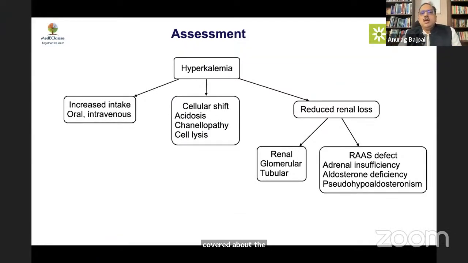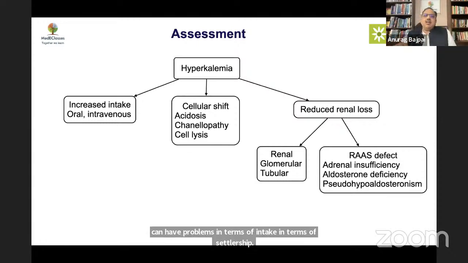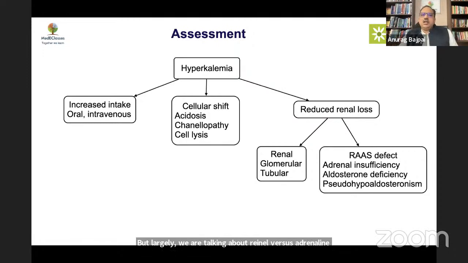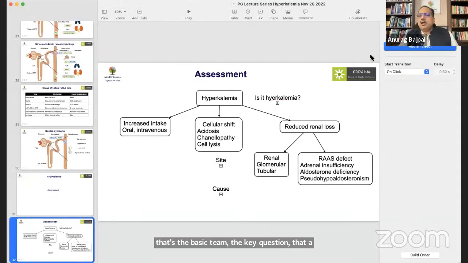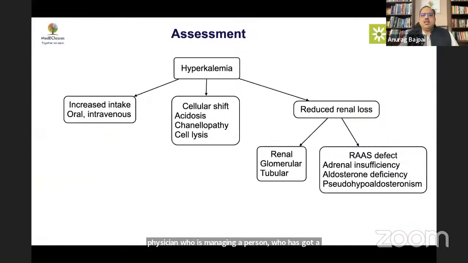And what we can see is that out of the various causes of hyperkalemia, we can have problems in terms of intake, in terms of cellular shift, but largely we are talking about renal versus adrenal. That's the basic theme. So the key questions that a physician managing a person with hyperkalemia should ask in terms of evaluation are three. They are very, very clear. Is it really hyperkalemia? If it's hyperkalemia, what is the site of hyperkalemia? And finally, what's the cause?